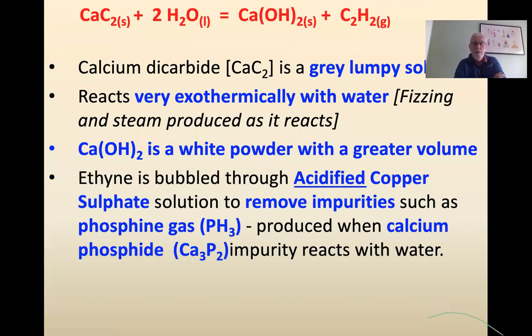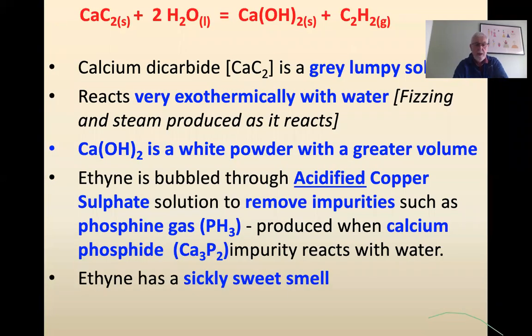Ethyne is bubbled through acidified copper sulfate solution. Why? To remove impurities such as phosphine, produced when calcium phosphide, Ca3P2, impurity reacts with water. Now you should know one impurity and what it's formed from. That can be asked, and it has been asked in the past. Right? Ethyne is a colourless gas and it has a sickly sweet smell. If you ever smelt it, you'd know what sickly sweet means. It describes it perfectly. Right?